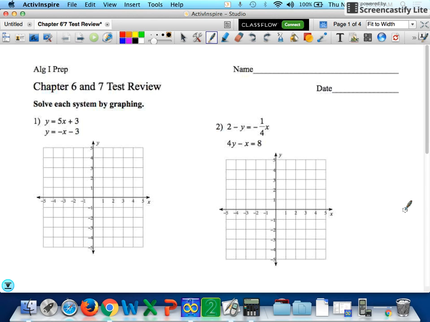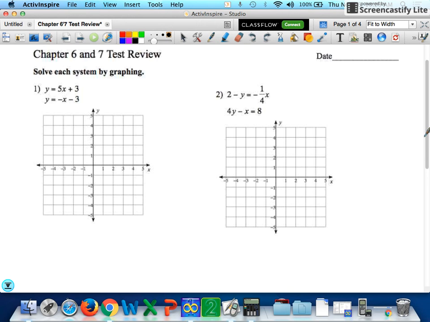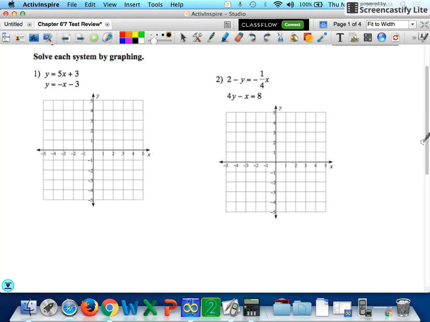So this is the chapter 6 and 7 test review. We get into these first two problems. It says solve each system by graphing. There's two ways to do this. You can either graph it by hand or graph it on the calculator.